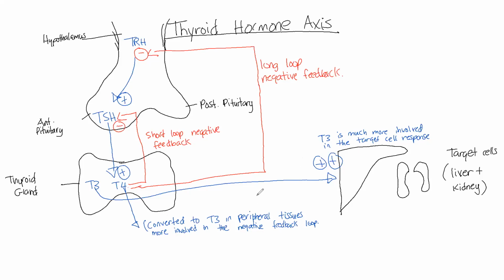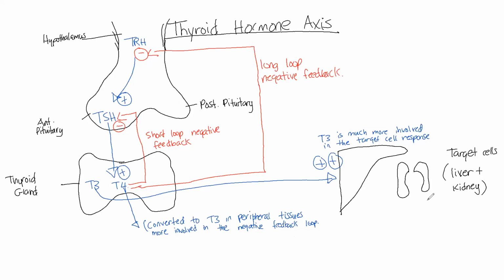Okay, and then we also want to point out T4 can be converted to T3 peripherally. So if we need to convert some of that T4 to T3 so that we can increase the cellular response portion of this axis, we can convert T4 to T3 where it's more bioavailable to bind to our target cells. Okay. I'll pause here and see if you have any questions on this.